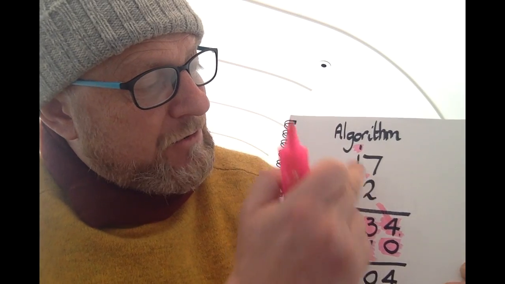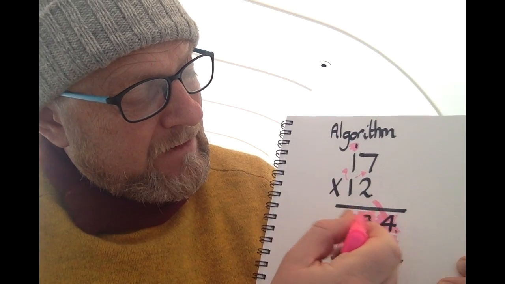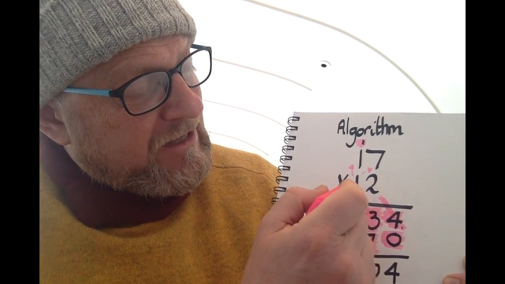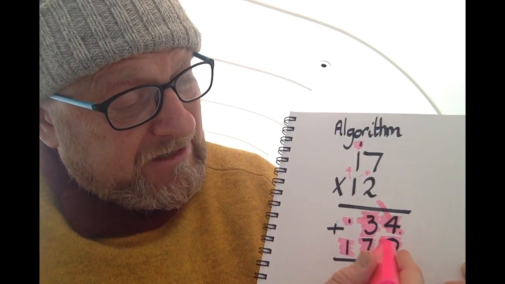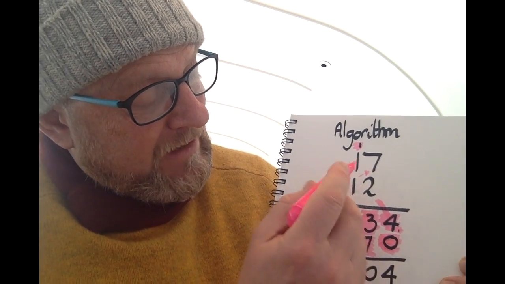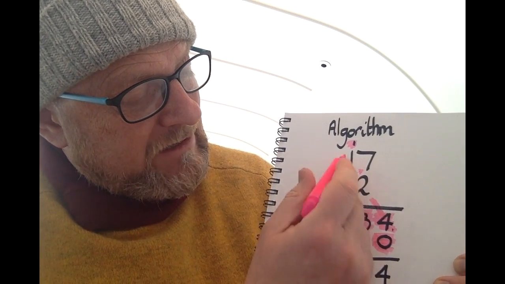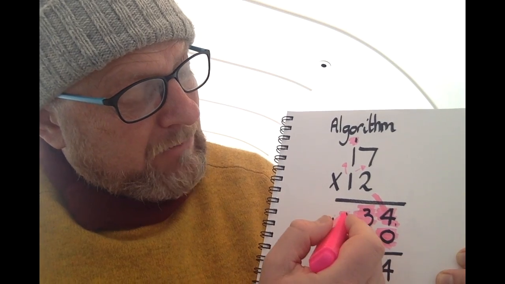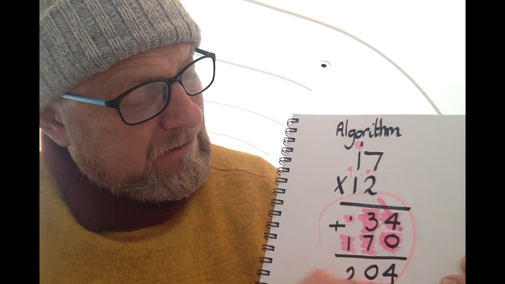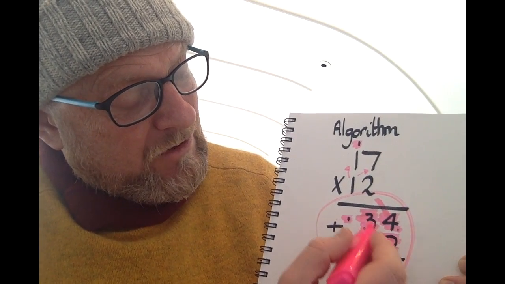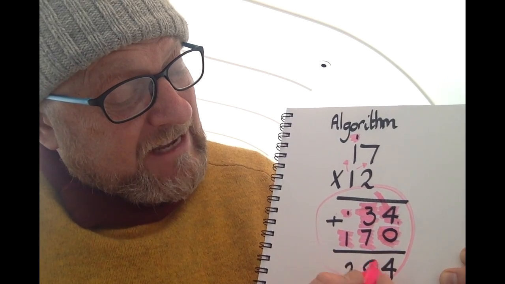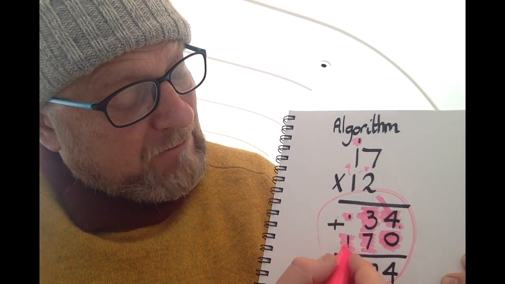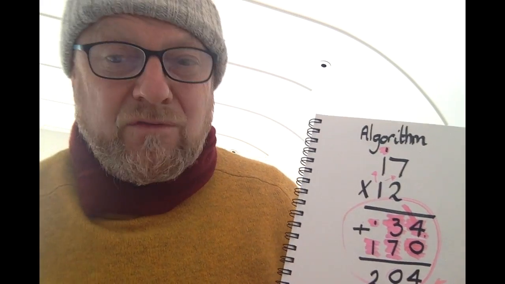2 times 1 is 2, plus that 1 is 3. Then we go and move across. This is not a 1, it's a 10, so the 0 goes down here. Then we have 1 times 7 is 7, 1 times 1 is 1, plus this 1, we add them all together now. 4 plus 0 is 4, 3 plus 7 is 10, 0 goes there, the 1 goes up here, 1 plus 1 is 2, 204.